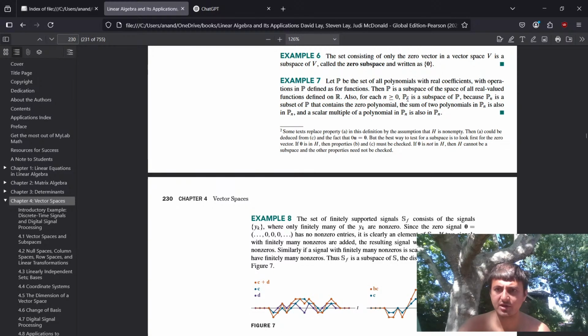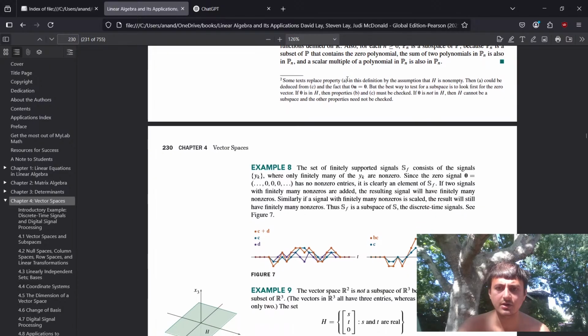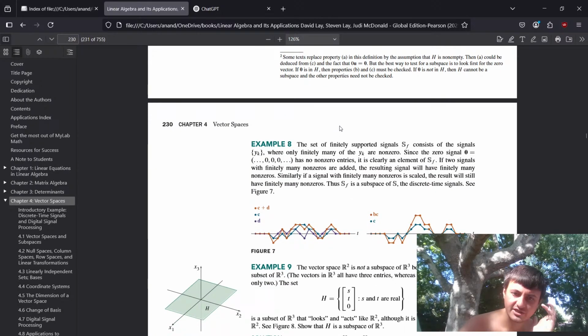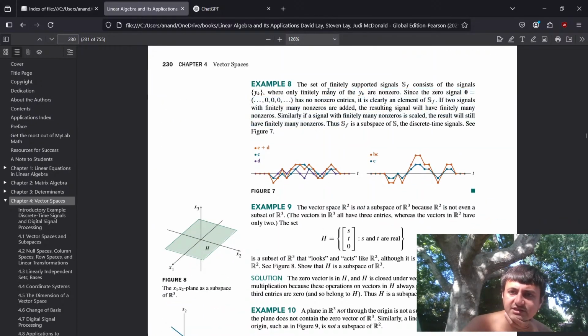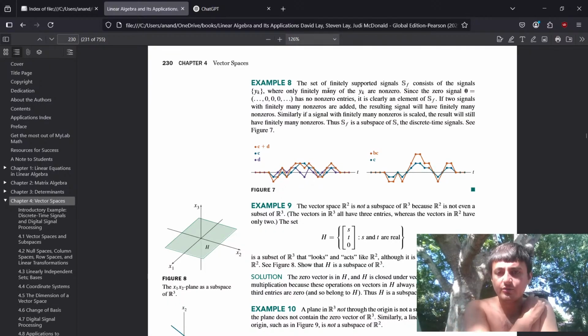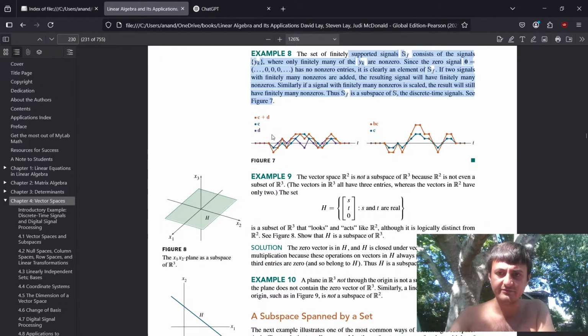Then they show that the polynomials of bounded degree are a subspace of the set of all polynomials, which is cool. Then this one was kind of interesting. I don't know why they're talking about this one, but it's cool. It's the set of finitely supported signals. Basically, you have these signals that go on infinitely to your left and to your right, but only a finite number of the values are non-zero, and apparently that ends up being a subspace.